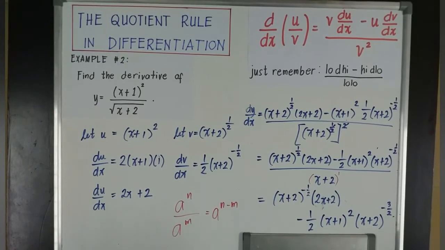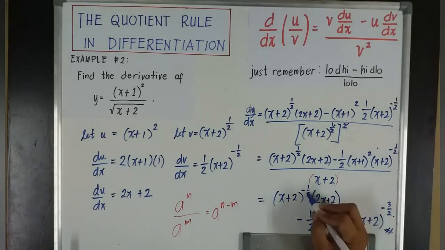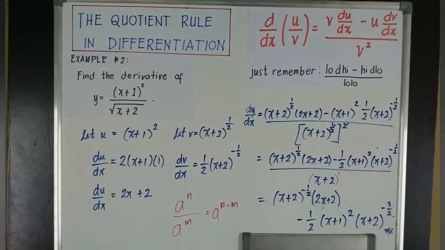Okay, this can be your answer. Actually, I can still have a lot of factorization over here. I can factorize out x plus 2, okay, to the power of negative 3 over 2. Okay, I can also factorize out x plus 1 because this basically is 2 times x plus 1.